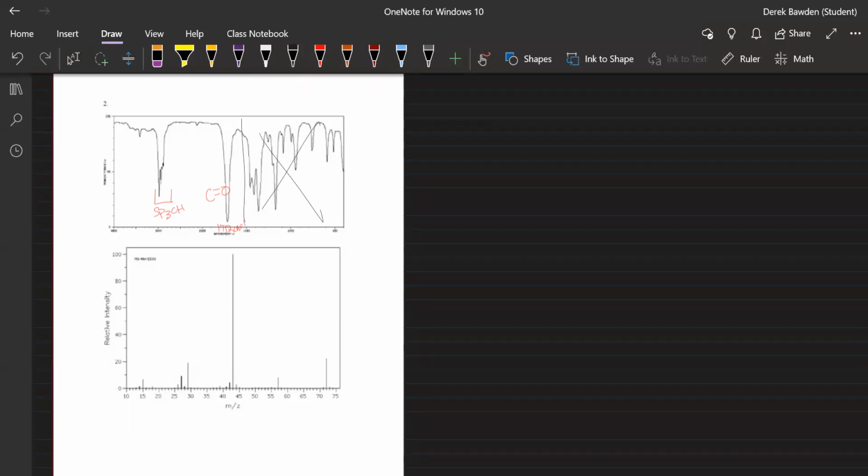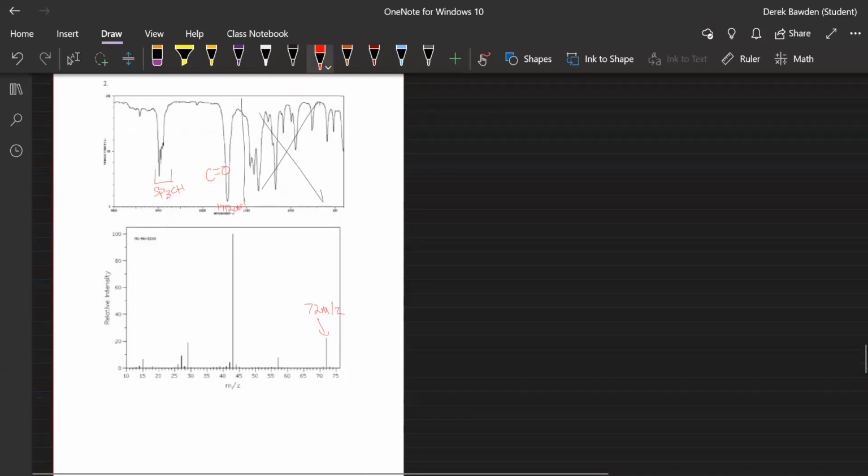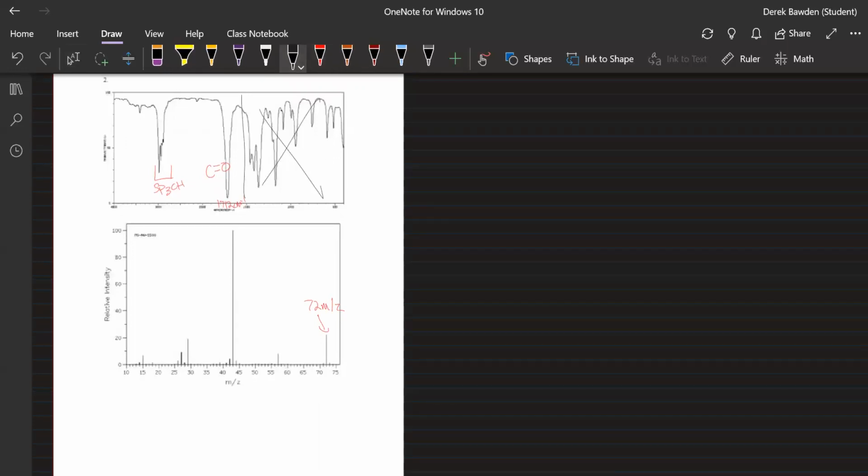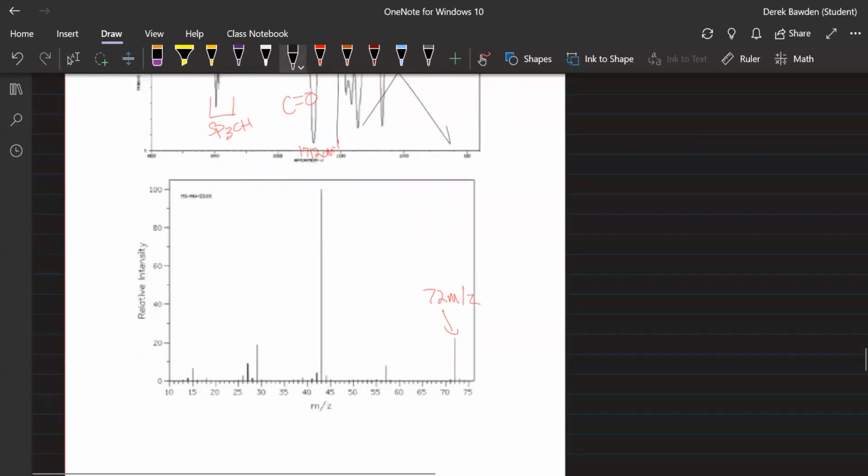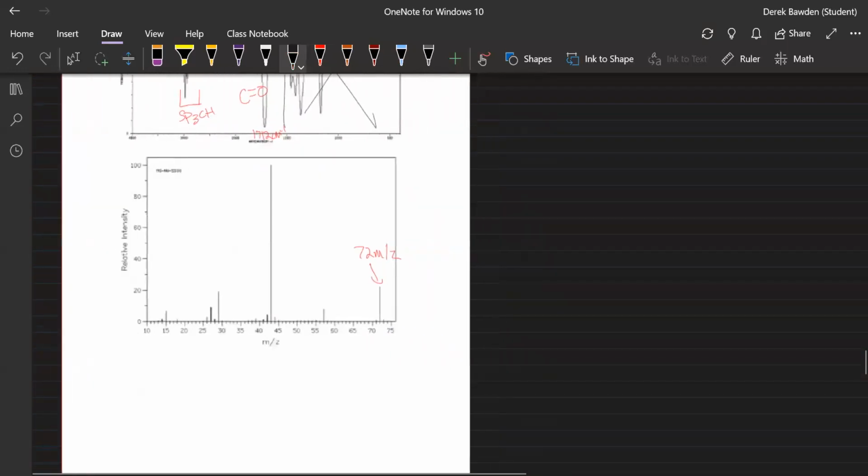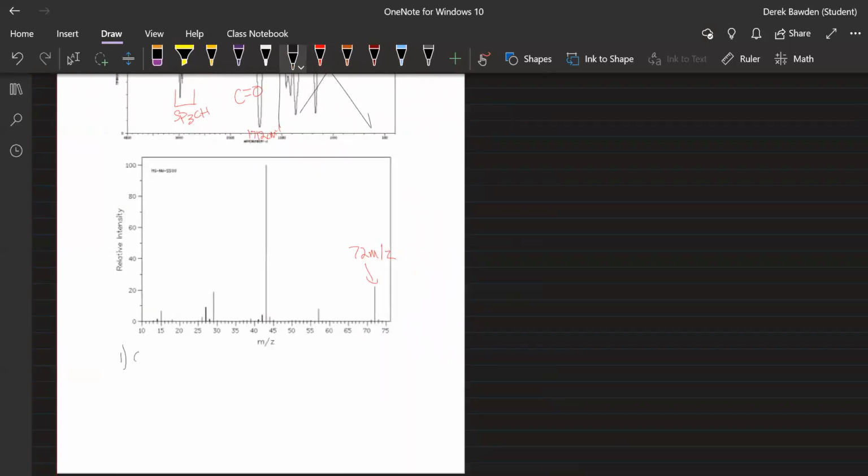All right, so now let's go down to our mass number. I'm going to tell you this is at 72. So our mass is 72. We don't have a lot of hints here, but we can still work through it. So we know we have C double bond O. We know our mass has to be 72.